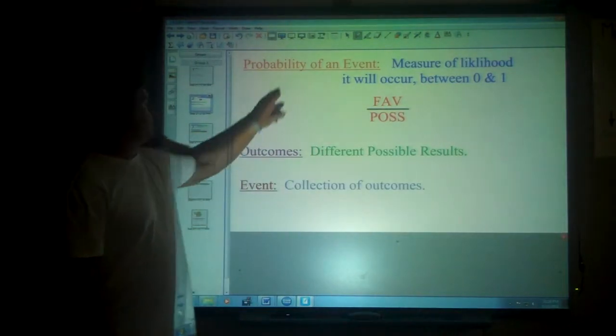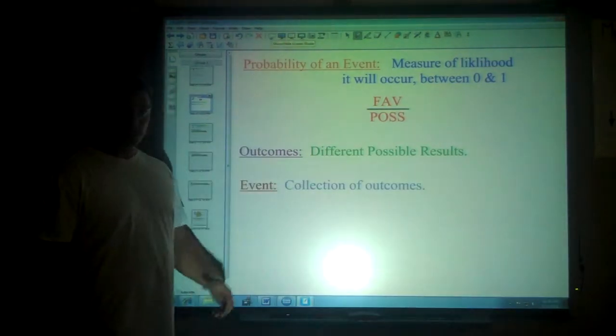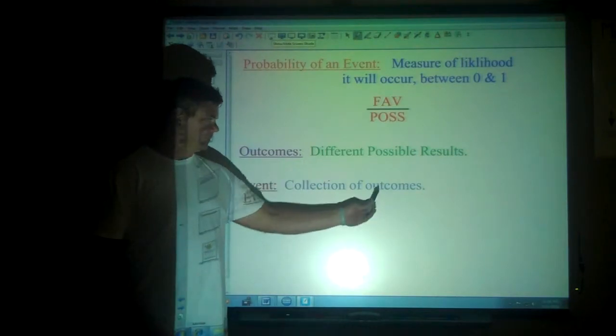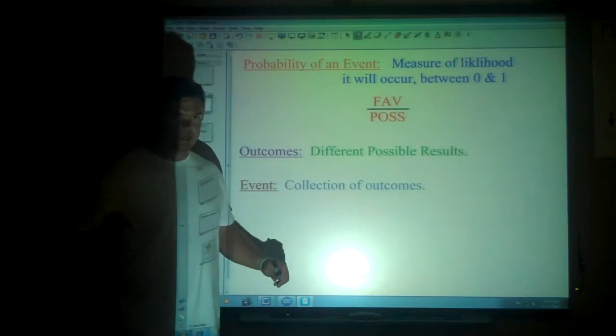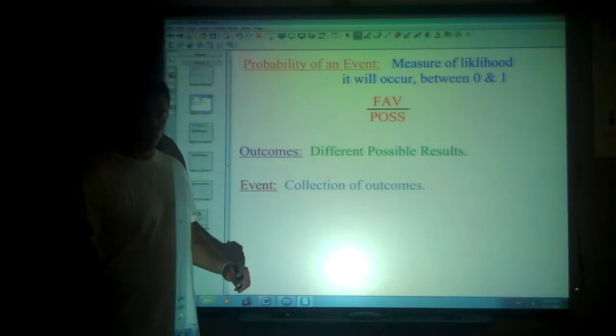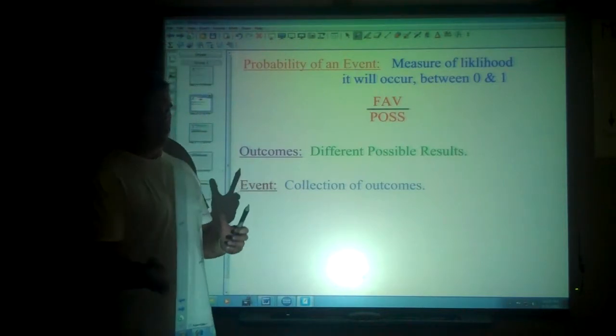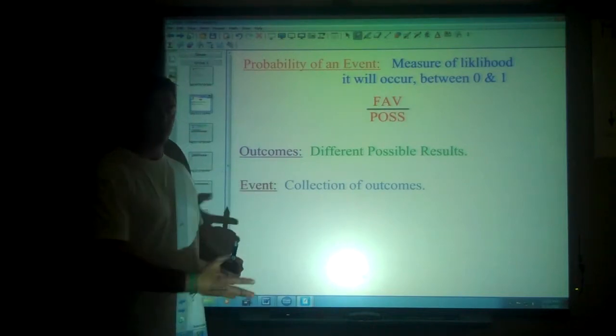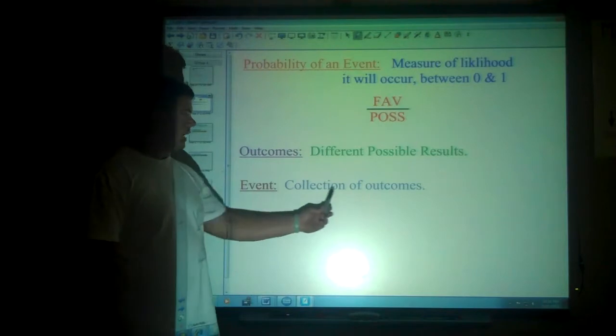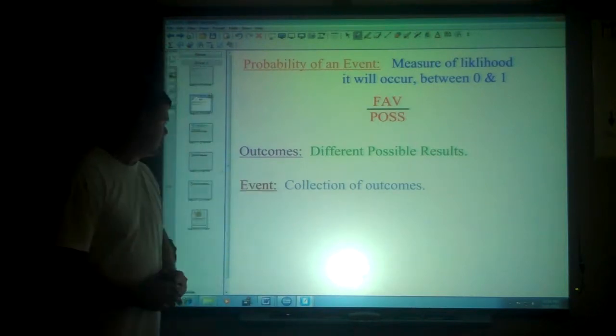And the event. An event itself is a collection. Remember, a collection is a group of these outcomes. Maybe you're rolling dice over and over again, and you're collecting the data. Roll number 1, this was the result. Roll number 2, this was the result. Roll number 3, this was the result. The collection of that would be considered an event.